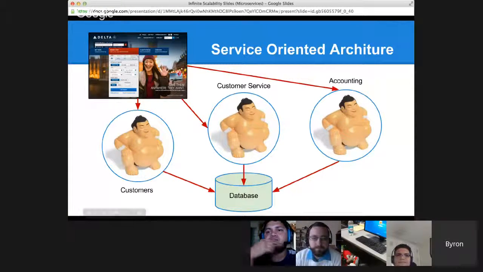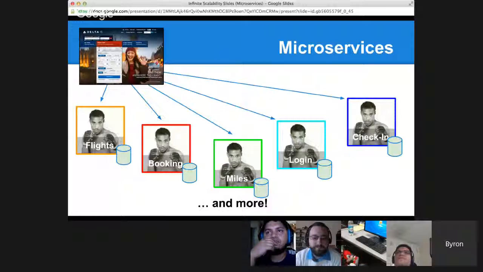So microservices comes along and tries to do something like this, where it slices it up into more functional areas, or what we call bounded contexts. We borrow the term bounded context from the world of DDD, or domain-driven design. A bounded context is really just a context that has boundaries. So flights is a context, booking is a context, your miles that you can accumulate, your login, your check-in, logging even can be a context.